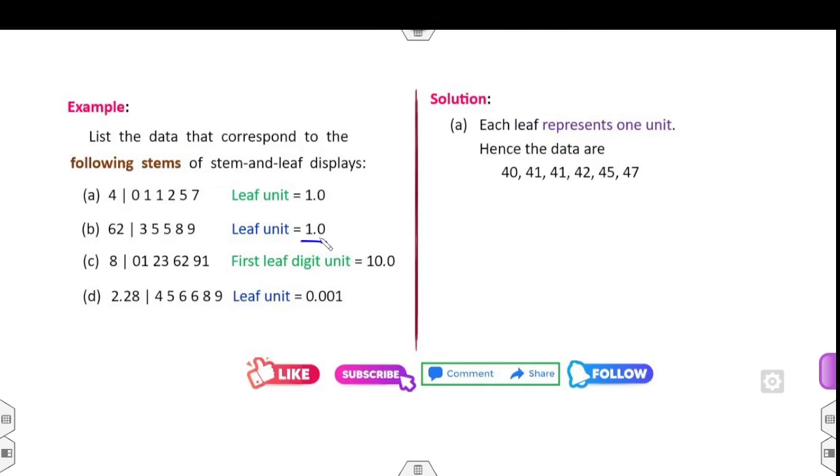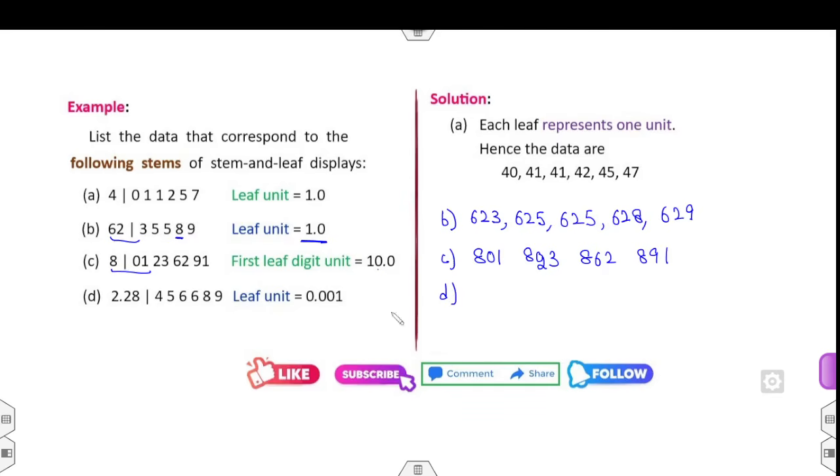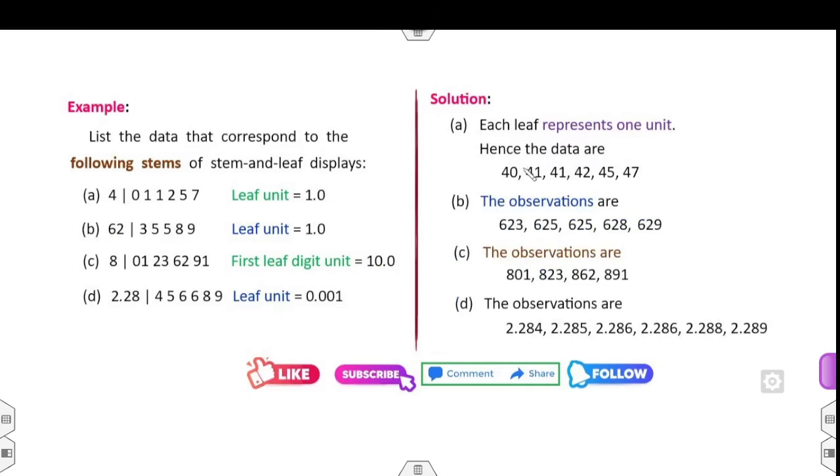Similarly for the next one, the leaf is 1, that is 623. Next number is 625. Next number is again 625. Next is 628 and 629. Similarly for the C part, it's 2 digits, so that's 801. Then 823, 862, 891. And the last part: you have to write it if the 3, where will this number go? On the third digit. So that's 2.284, 2.285 and so on are the right answers of the given information.